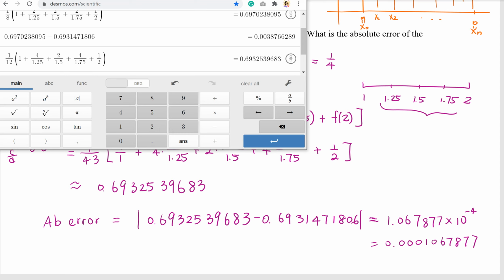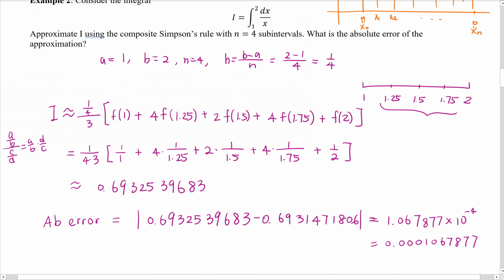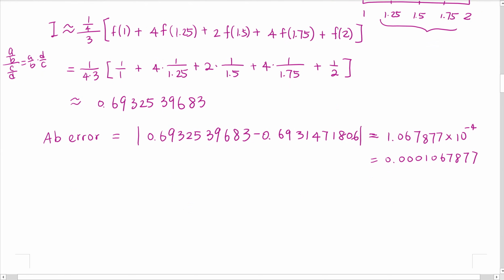So far so good, everybody? Yeah, and it makes sense. It agrees with our guess, right? We're using the quadratic polynomial to approximate instead of a line. Then, of course, it should be more accurate. Okay, so those are the trapezoid rule and the Simpson's rule. Let's do more examples.